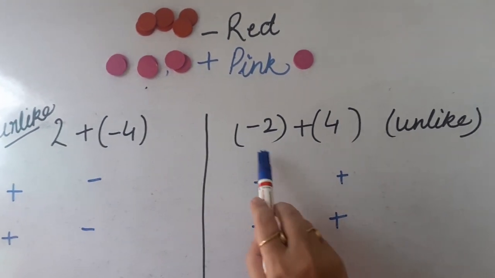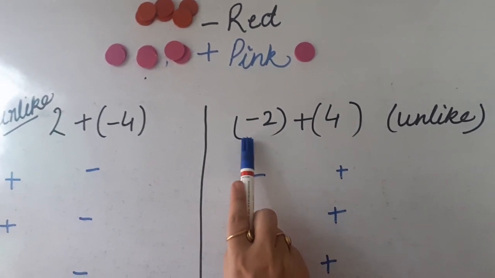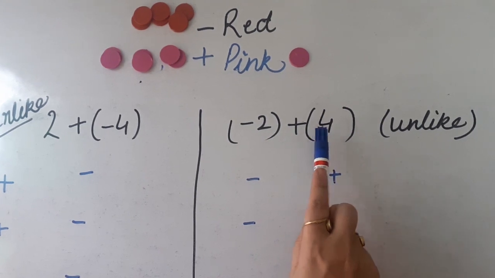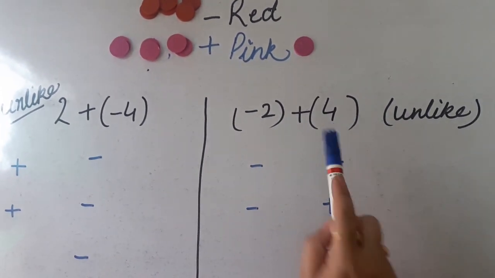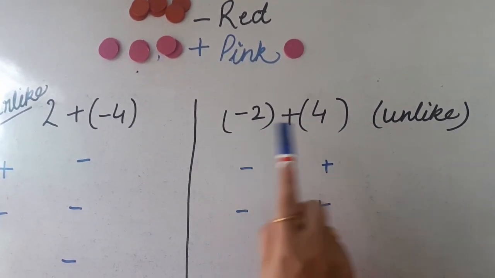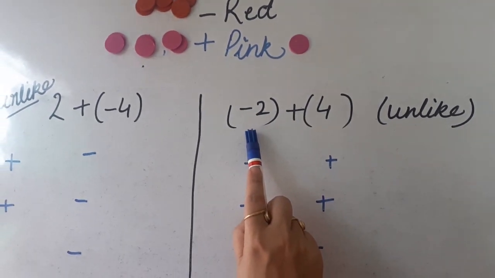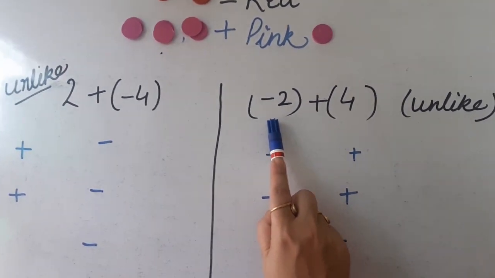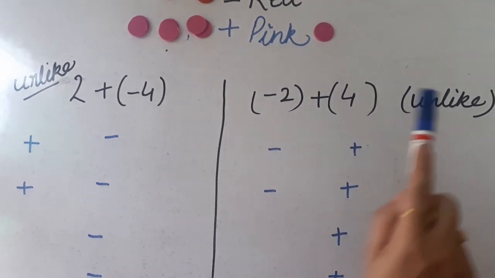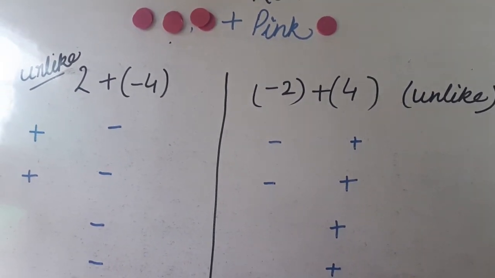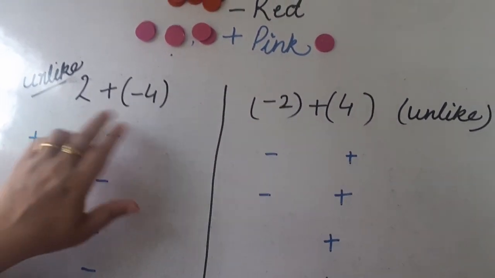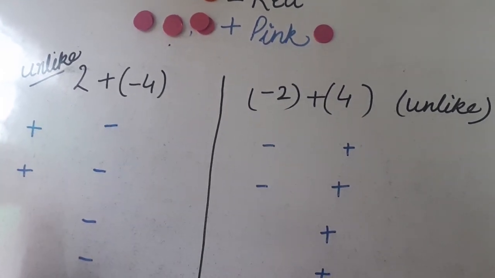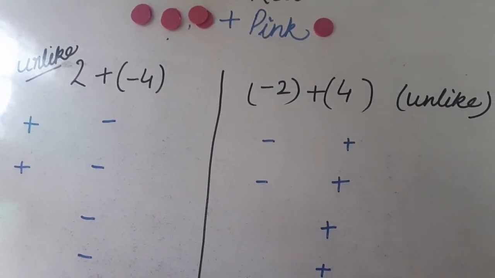Same in the second part, I have taken 2 with negative sign, 4 with no sign. No sign means plus sign. So I have two numbers with opposite sign. Whenever you have these kind of integers, you will say both are unlike integers. Now we are going to add these integers. Let's see with the activity what would be the answer here.